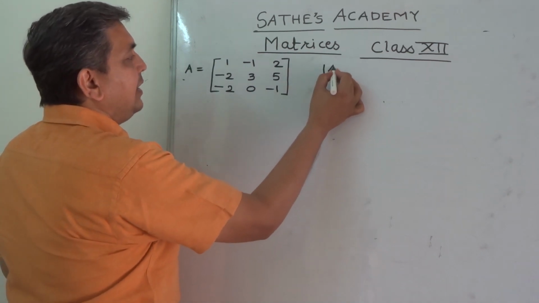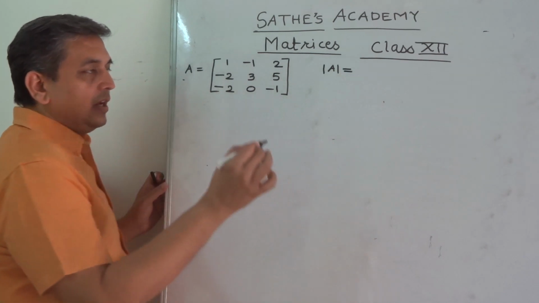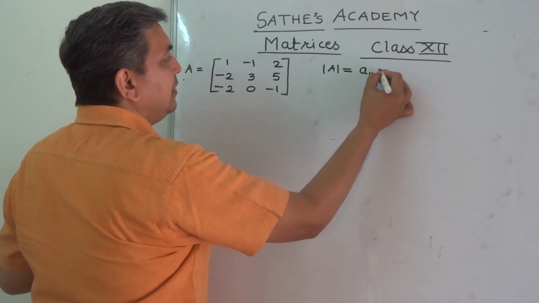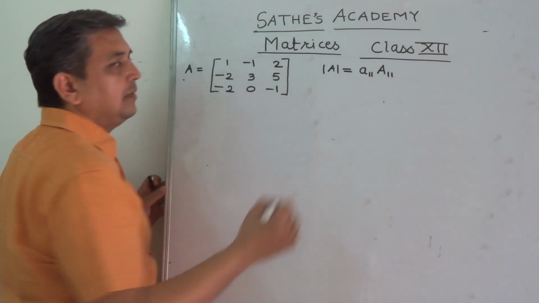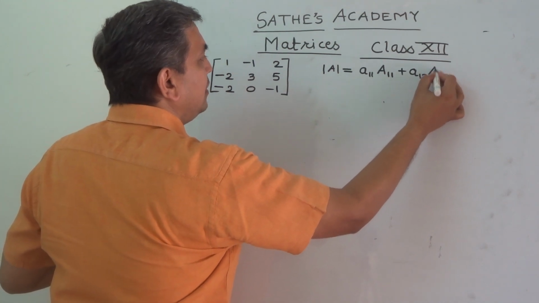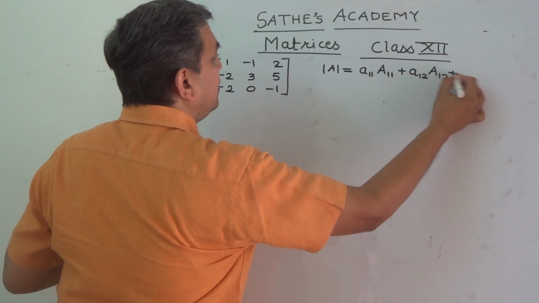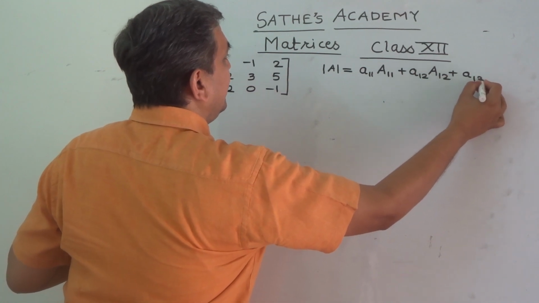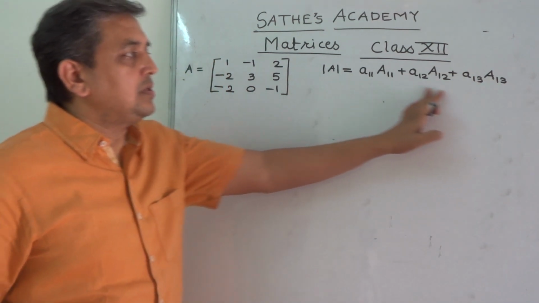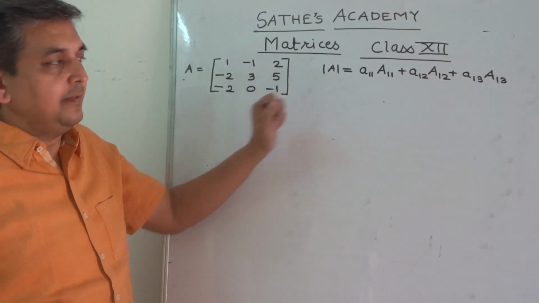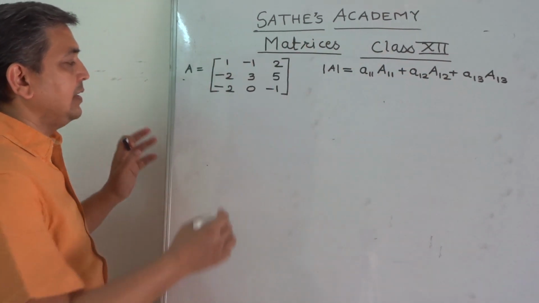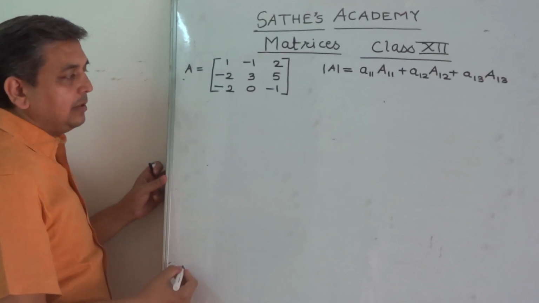Now while writing the determinant of A, we can also use this formula. What is it? a11 into A11 plus a12 into A12 plus a13 into A13. This value gives the determinant of A, which we shall see how to find. Now first we find these minors and cofactors here. We will get 9 minors.